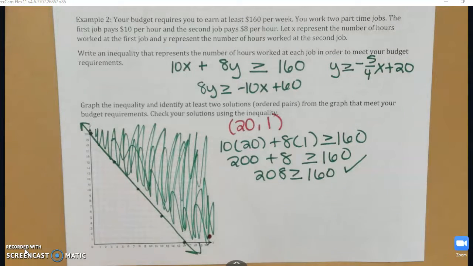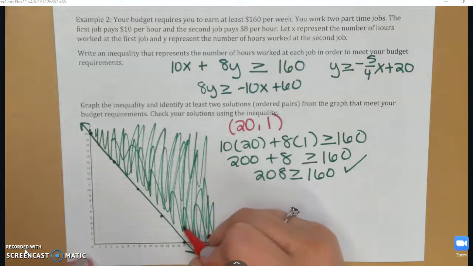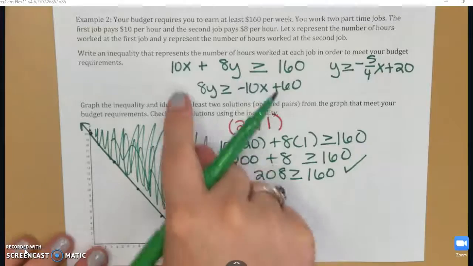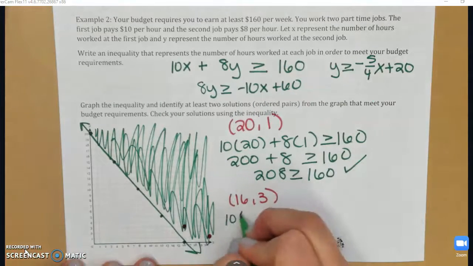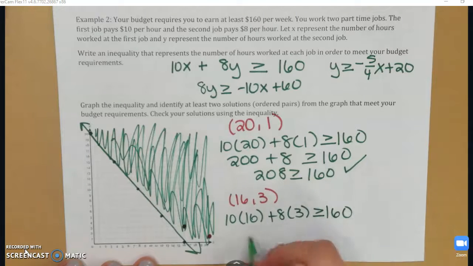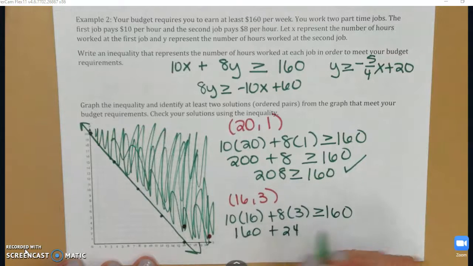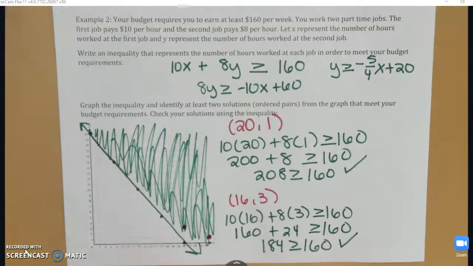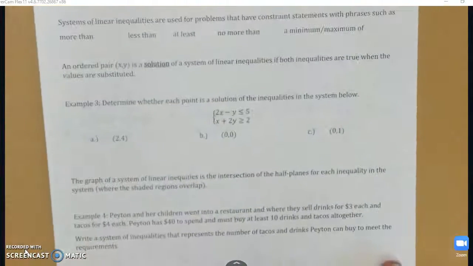Let's identify one more. Let's look here, (16, 3). That's another point in my shaded region. And if I plug those values back into my original inequality, 160 plus 24, that's going to be 184. That is greater than or equal to 160, so that's another possible solution. And again, you could pick any other point in this shaded region and verify by plugging into your inequality that it is a solution. Okay, so this is all kind of review from Algebra 1.